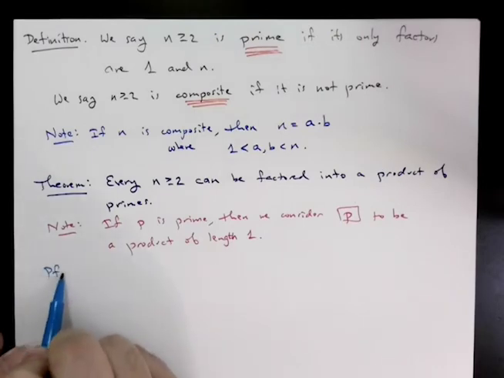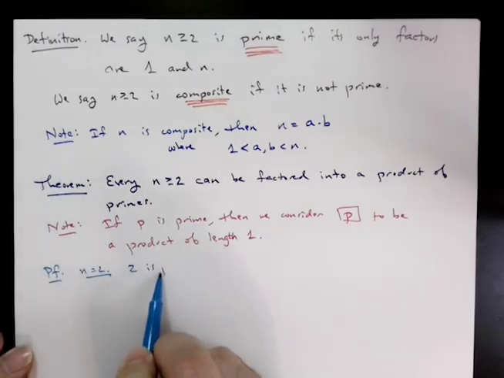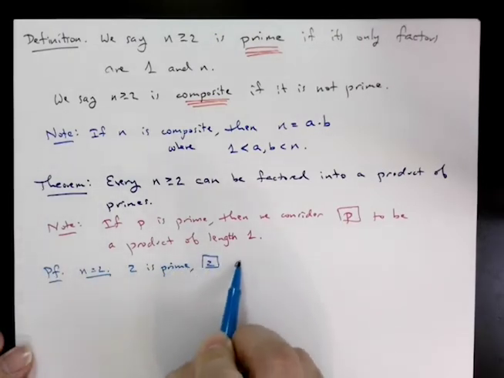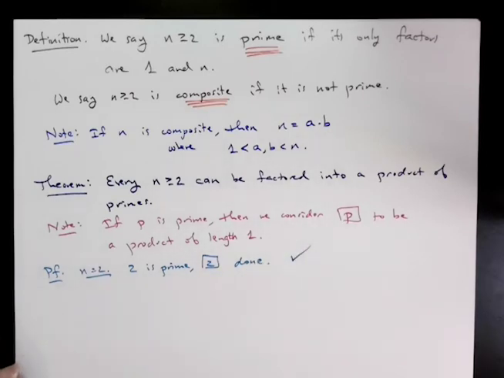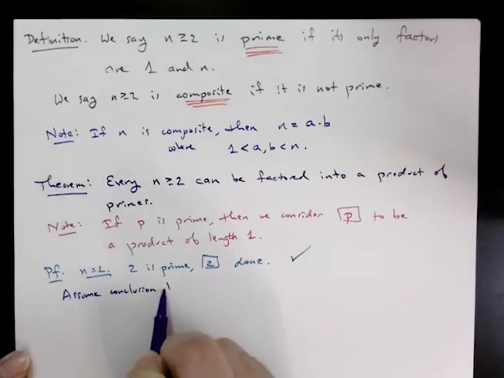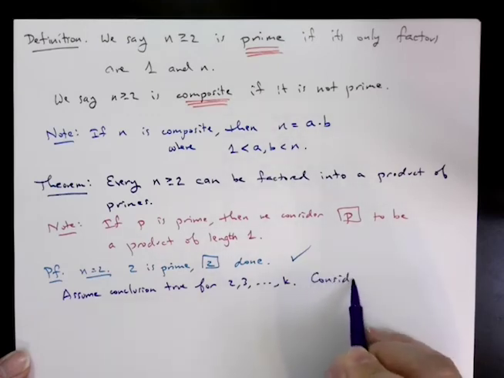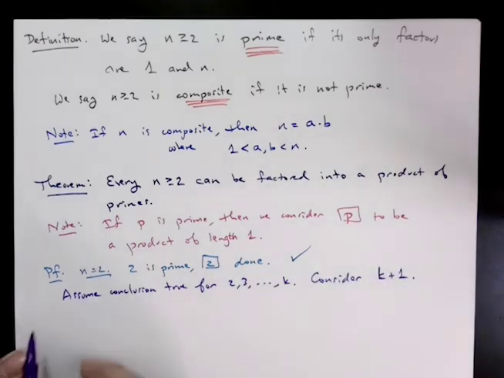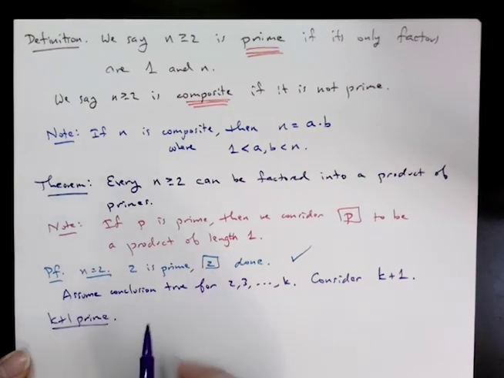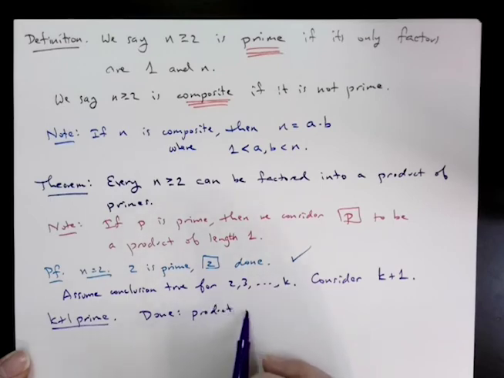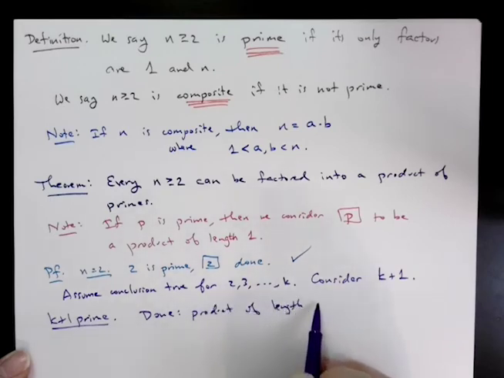First, we do the base case n equals 2. Since 2 is prime, it is written as a length 1 product of primes. So we're done. Now fix k greater than 2 and assume that the conclusion of the theorem is true for all numbers up to and including k. Now consider k plus 1. There are two cases. Either k plus 1 is prime or it is composite. If k plus 1 is prime, it is a product of primes, a product of length 1, and we're done.